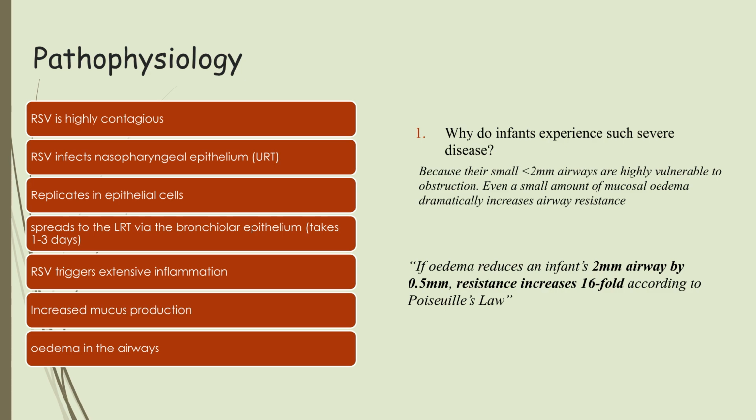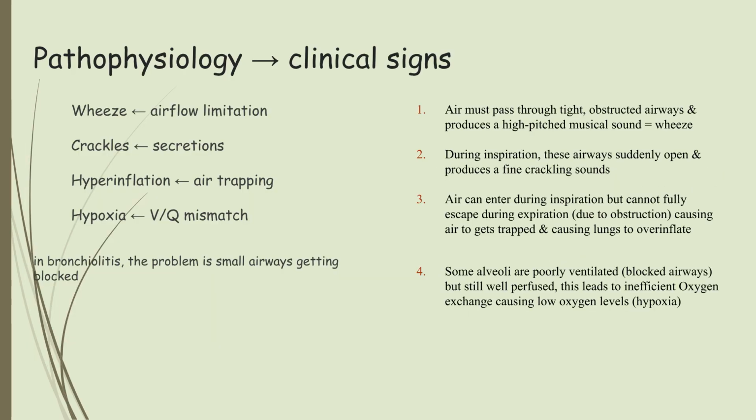The pathophysiology begins with the highly contagious RSV infecting the upper respiratory tract epithelium. It spreads to the lower respiratory tract, triggering extensive inflammation and increased mucus production, leading to edema in the airways. Clinical signs like wheezing indicate airflow limitation, while crackles are caused by secretions. Air trapping leads to hyperinflation, and a VQ mismatch results in hypoxia. The primary issue is the blockage of small airways in infants.